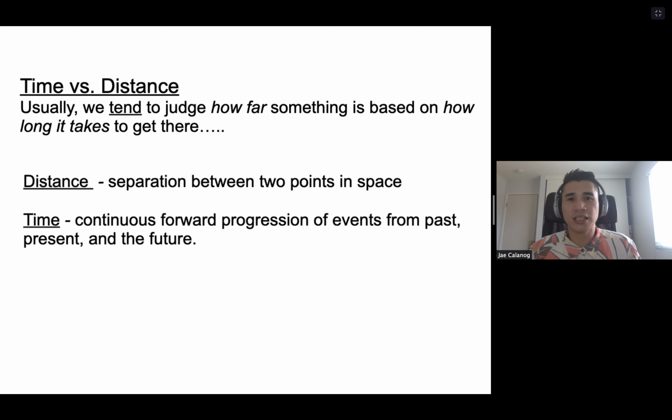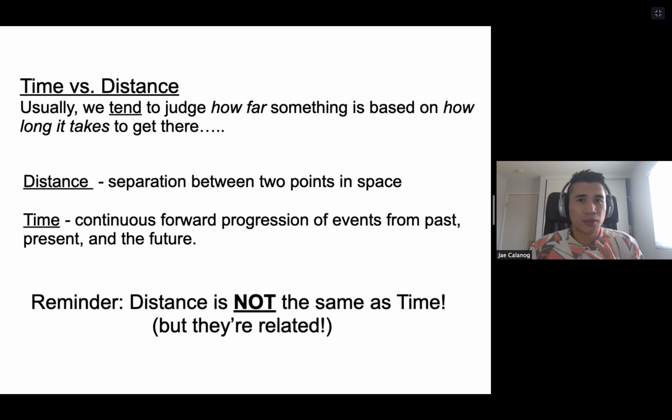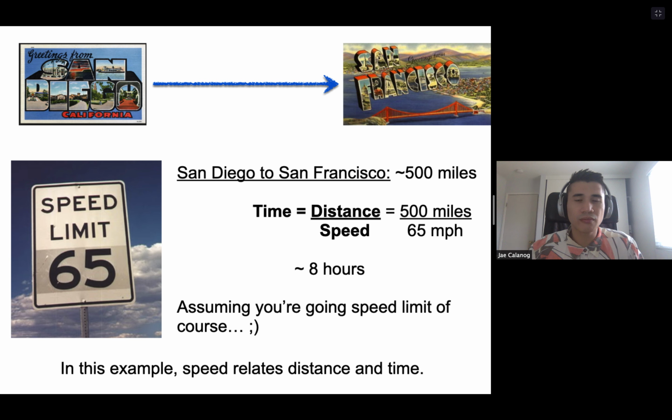And so just to define the two, distance is a separation between 2 points in space. You have point 1, point 2, and you take a ruler, measure how far that is. That's your distance, right? And then time is a continuous forward progression of events from past, present, and future. So time only goes in one direction. And so the point of this is to say that distance is not the same as time. However, they're actually closely related to each other. Okay, so let's just explore that idea a little bit more.